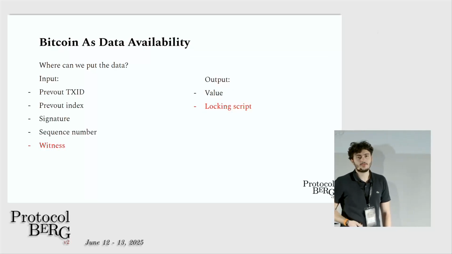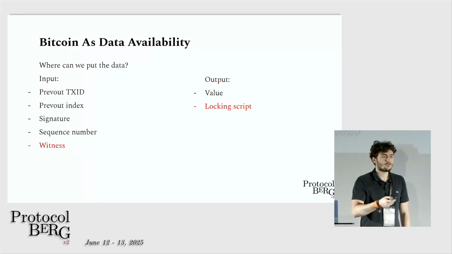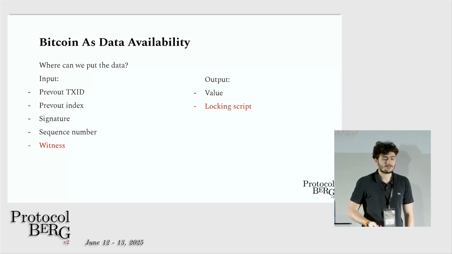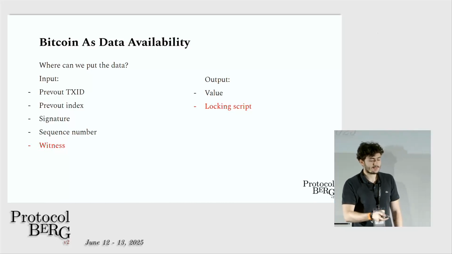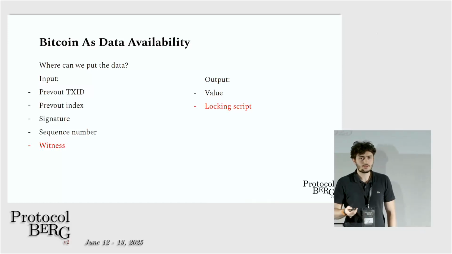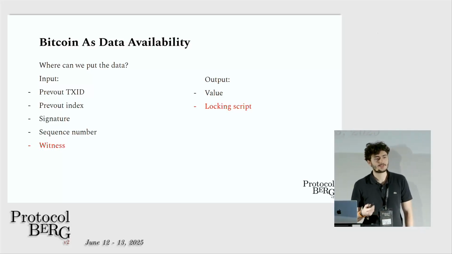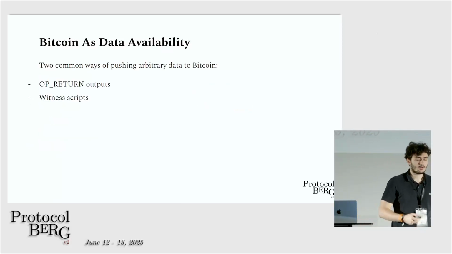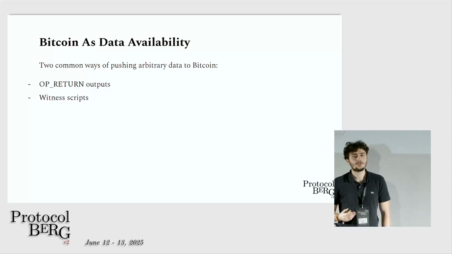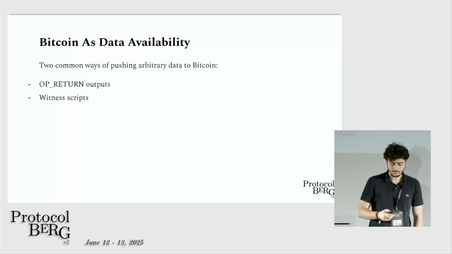So here is the list of input and output fields in Bitcoin transactions. And there are 2 fields where you can put arbitrary data without breaking anything, without making your transaction invalid. One is the witness field in the input and the locking script in the output. This is usually called script pub key, but I think locking script is a much easier to understand name. And so, with these two fields, the locking script and the witness, we have two common ways of putting data onto Bitcoin: the op return outputs and witness scripts.